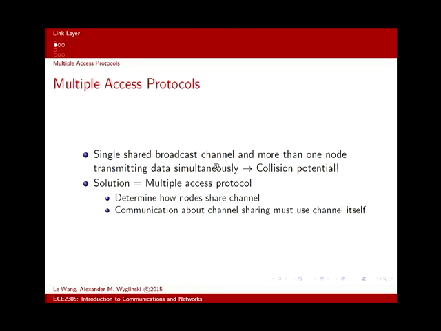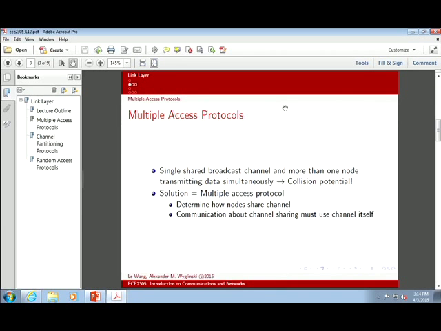So this is what we're really interested in. We want to avoid some sort of collision, because when collisions happen with transmissions, everyone loses. And so that's where multiple access protocols kick in. So let me draw what I mean. If I have a radio here, let's say that's radio 1, this is radio 2, and this is radio 3.